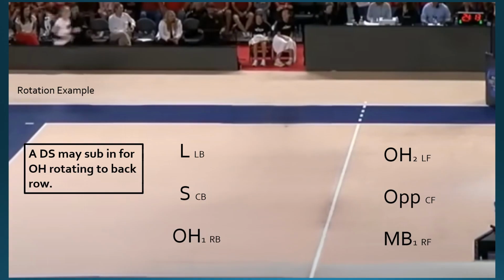On some teams, a defensive specialist may sub in for that outside hitter who's rotating to the back row. In our example here, let's say that doesn't happen and the outside hitter stays in to play back row.